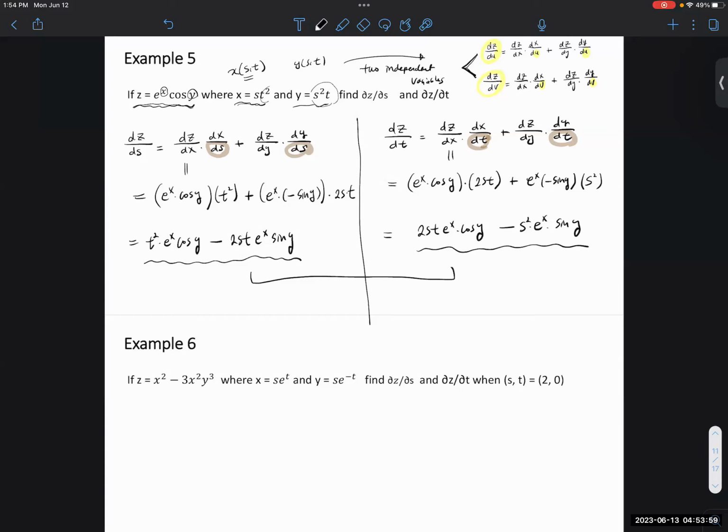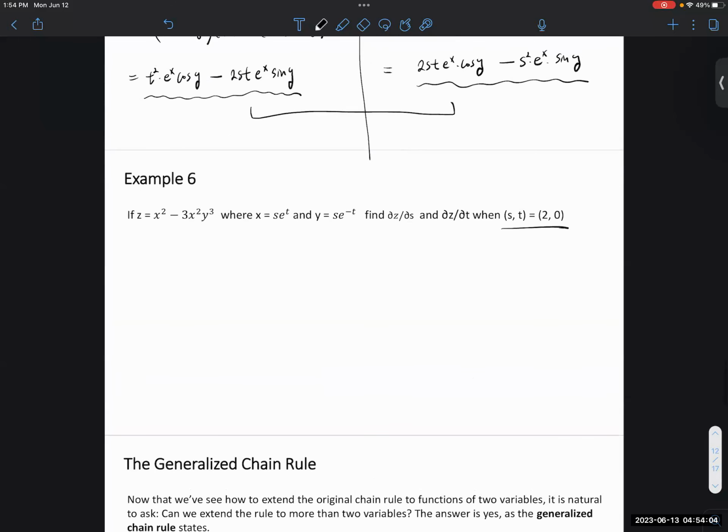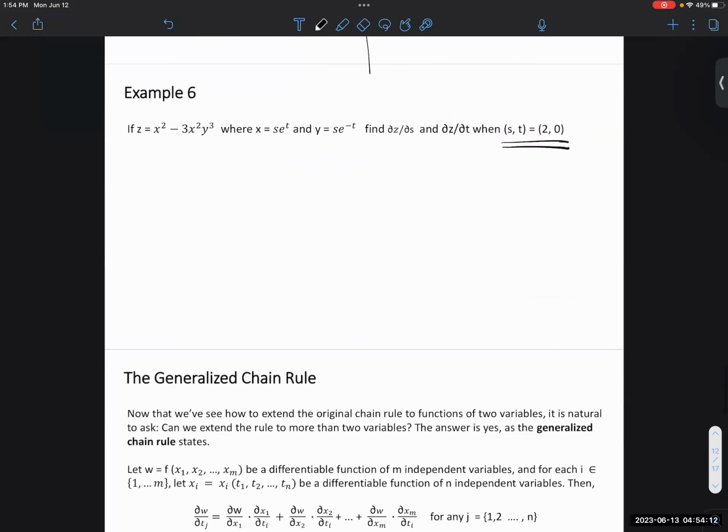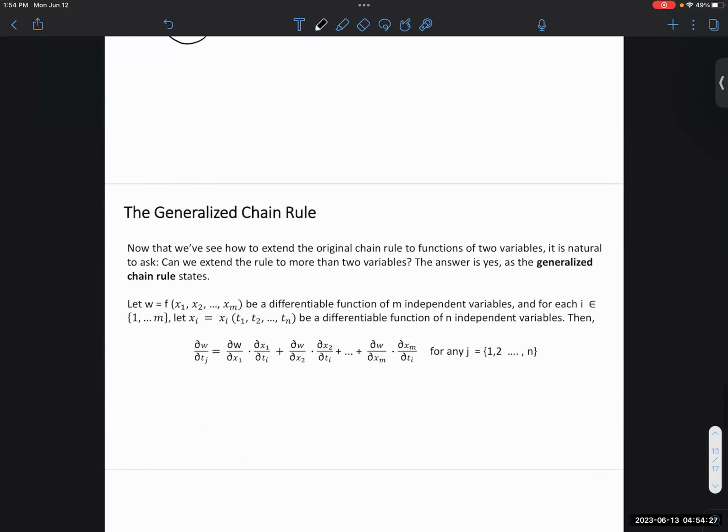So maybe you can practice this one later. Plugging in s is 2, 0, so your answer is going to be very simple. I already showed you how to utilize the chain rule when you have two independent variables, so try this one. You should be okay. Now I'm going to do the next one. It looks very complicated, but actually it's not. So let's look at that.